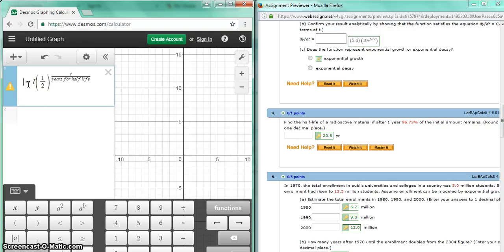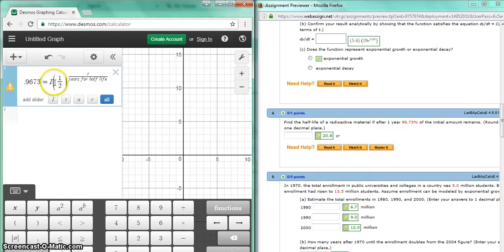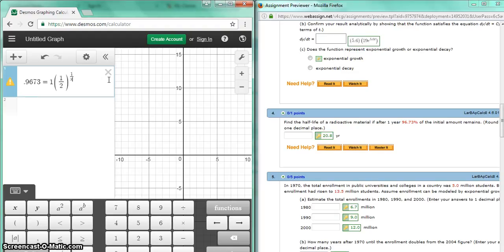So with this one, we could type in our percentages. So I have 96.73%. My initial amount that I start with is 100%, so 1. I know that my t, they said, is 1 year, and I don't know what that bottom value is. So that's what I'm trying to figure out, the years for a half-life. So I'm going to call it x.